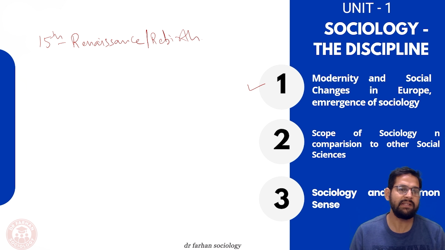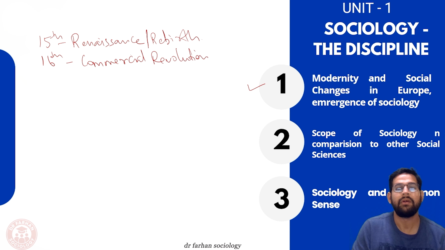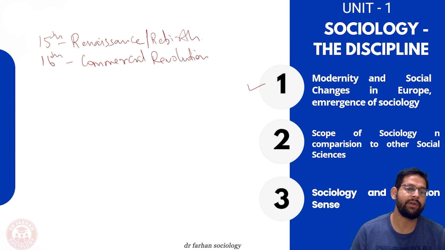Once the 15th century started and people started to explore, different explanations started to come. For example, in the 16th century, a commercial revolution began. What is this commercial revolution? The European sailors, voyagers, started to explore different continents. You might have heard about Christopher Columbus, Vasco da Gama, etc. They are associated with the 16th century commercial revolution.